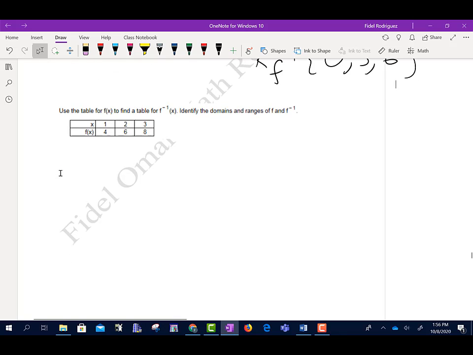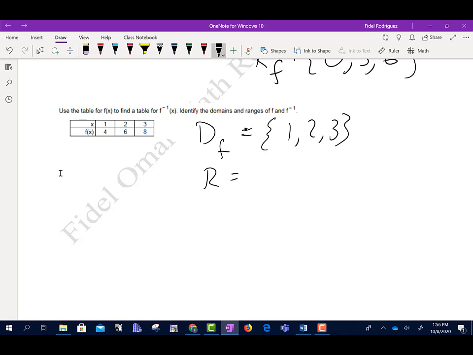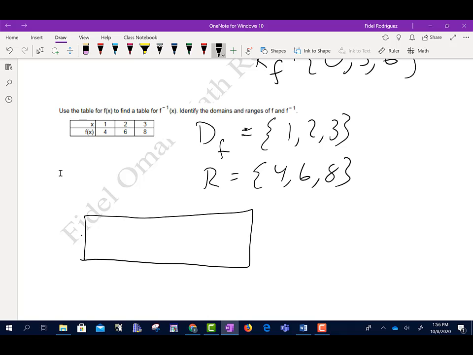All right. Let me do exactly the same thing here. It's the same type of problem. So let's find the domain of f. The domain, remember, is the set of the x values, 1, 2, and 3. The range are the y values, 4, 6, and 8. Okay. And now we're going to make a table for our f inverse.